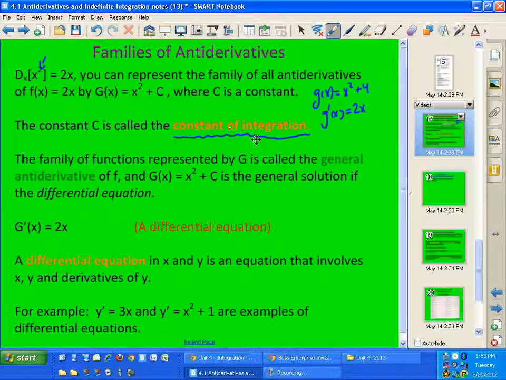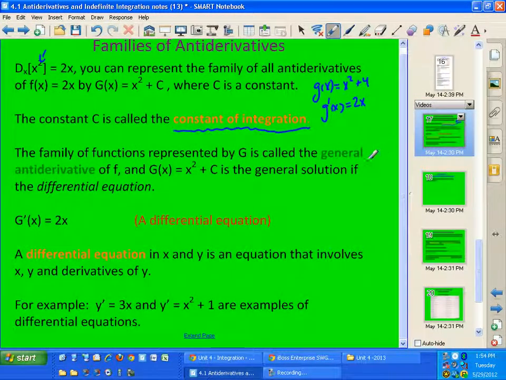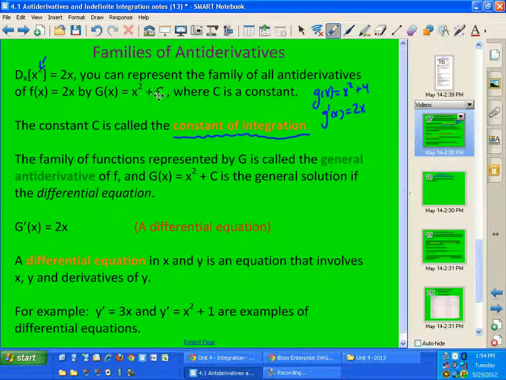So we need to know that when we do the antiderivative, there's going to be a constant, because we don't know if there was a number there, a constant that went away. So we have to keep track of this. What this gives us is a family of functions. If I do x squared plus c, there's a whole bunch of U-shaped graphs I would get, depending on what c is. We'll talk later about how we get an actual number for the c value.